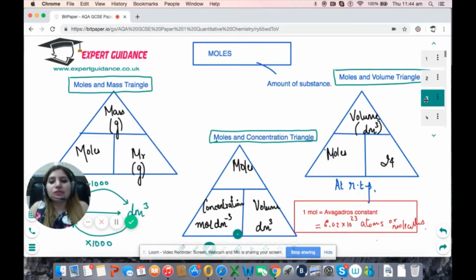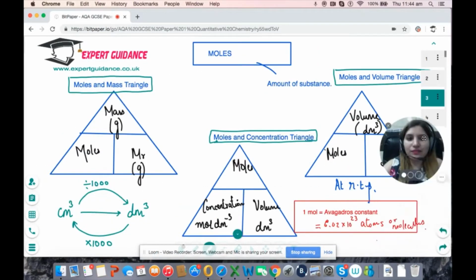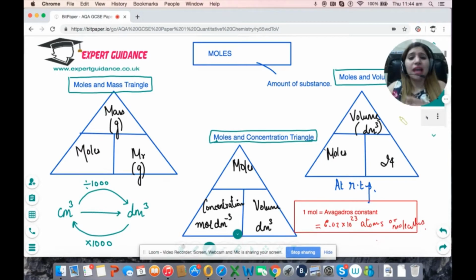Now let's come to the moles triangle. So I have made these triangles, okay, and these triangles are very, very important. Make sure you understand these triangles. If you want, you can make these triangles and stick them to your study table so that you can see and revise them every day. So the first is how you convert the mass into moles. To convert the mass into moles, you divide the mass by the Mr, the atomic mass, or if it's a formula compound, you divide it by the formula mass. So moles is mass over Mr.